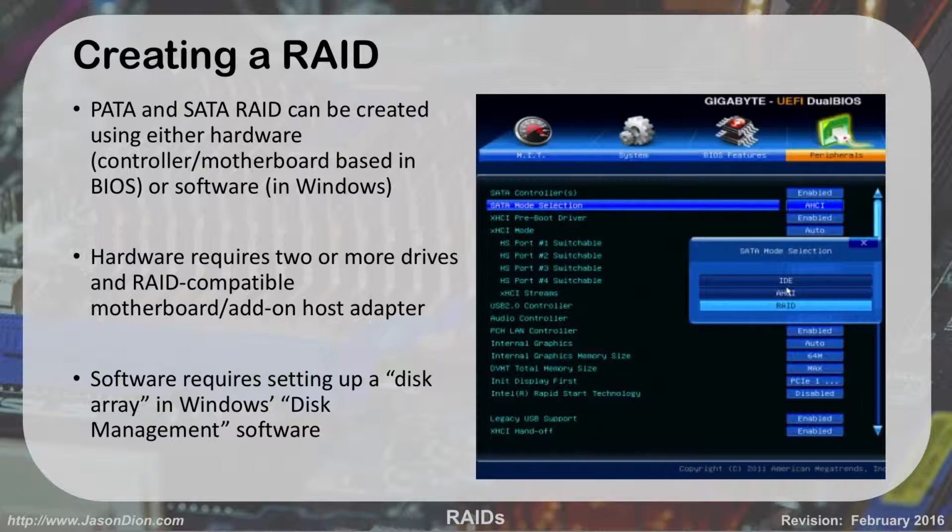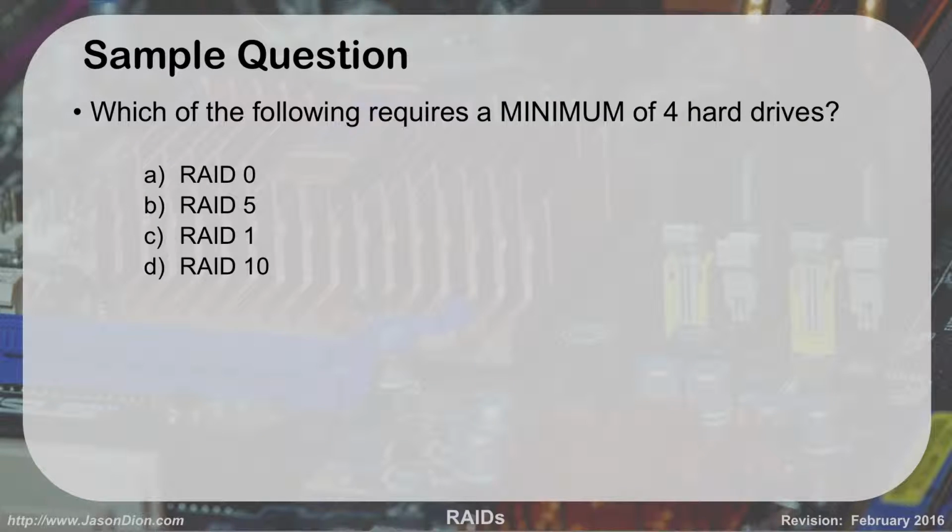In the BIOS, we can also do hardware RAIDs, and a hardware RAID is better than a software RAID for most uses. A hardware RAID is going to require you have at least two drives, three if you want to do a RAID 5, four if you want to do a RAID 1.0, and you have to have a RAID compatible motherboard that supports it. You can see here in this BIOS, you go to the SATA mode selection, and you change it from IDE down to RAID, and that will turn on the RAID controller in the motherboard, and then we can set it up from there. The software requires a disk array in Windows using disk management software, and again, we'll talk more about that when we get into Windows next week.